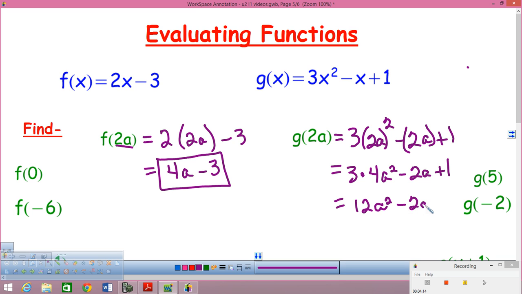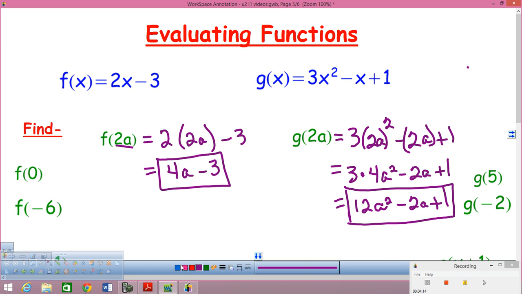Minus 2a plus 1. Cannot combine these because this one has an exponent, a power of 2, and this one does not. That is my final answer. Okay. At g of 2a is 12a squared minus 2a plus 1.